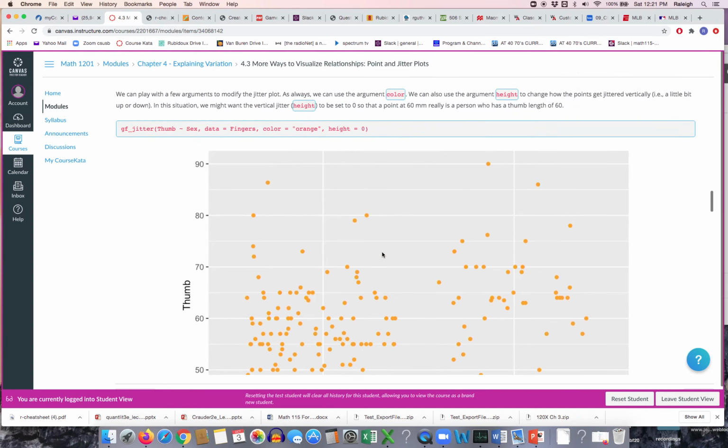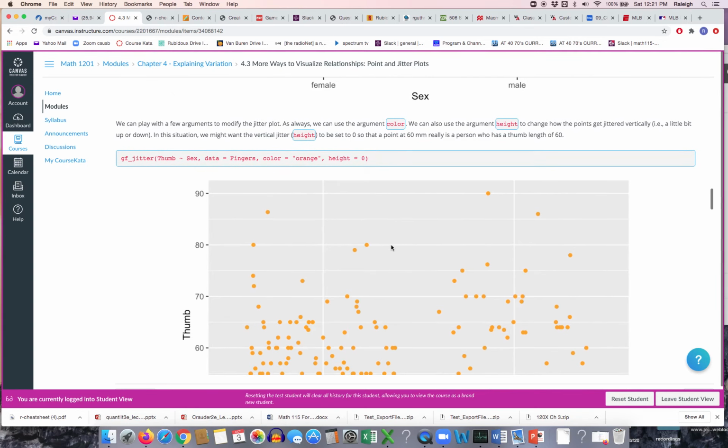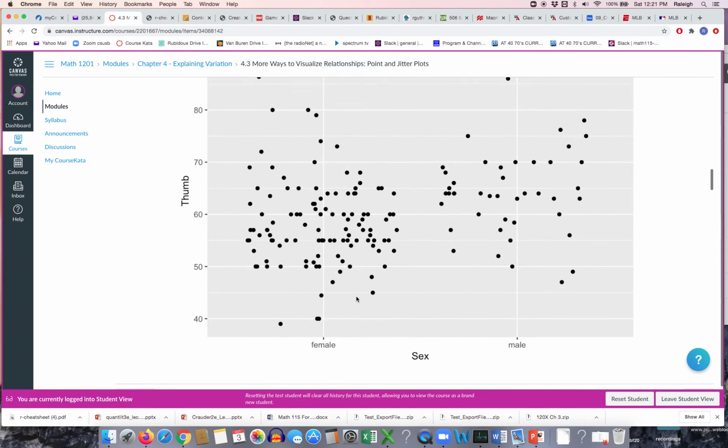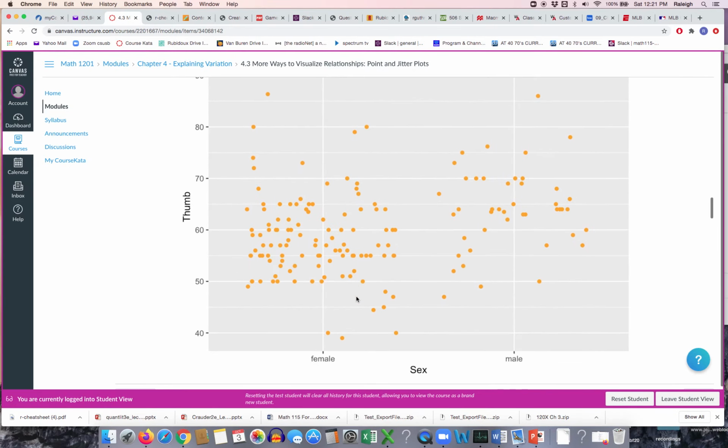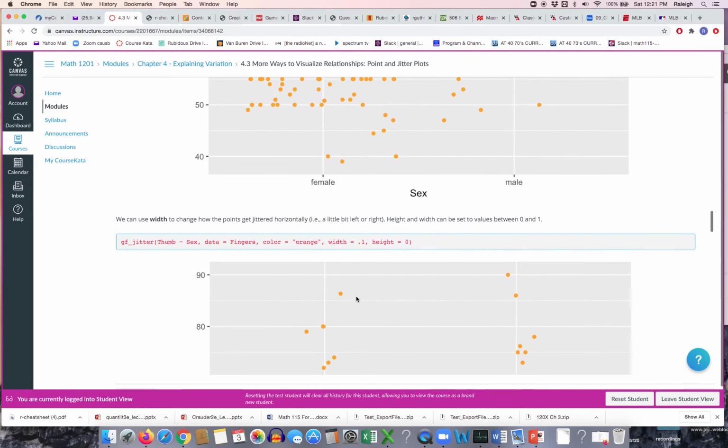And so it's like a little snapshot of where these are jittered back and forth. So you just take a snapshot. And yeah, it's a little bit different, but not terribly so. The vertical length is still the important item. Now width changes how the points get jittered horizontally, that is left and right.